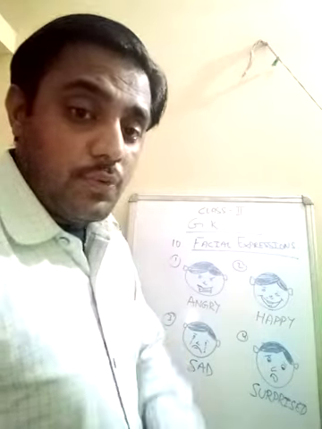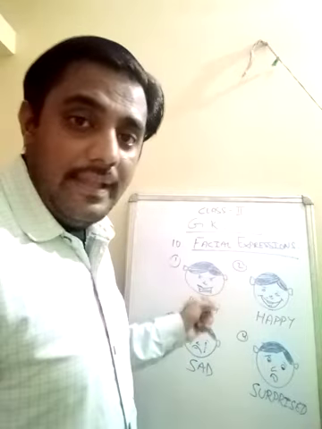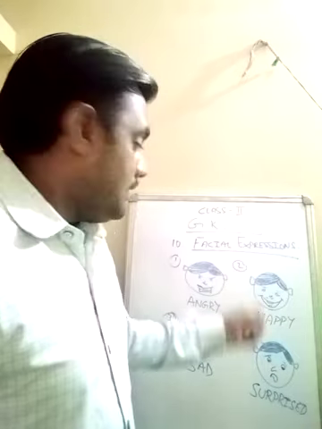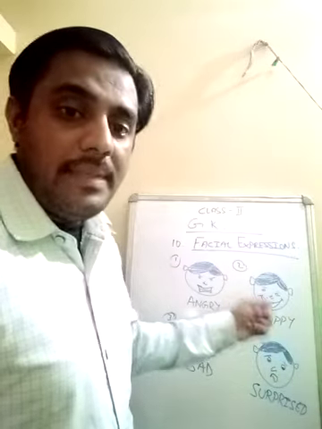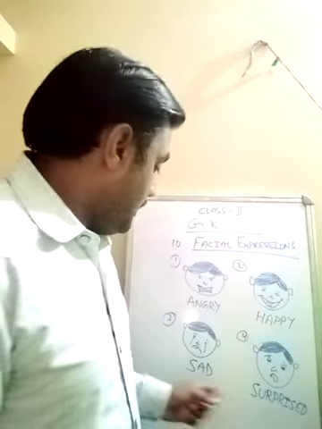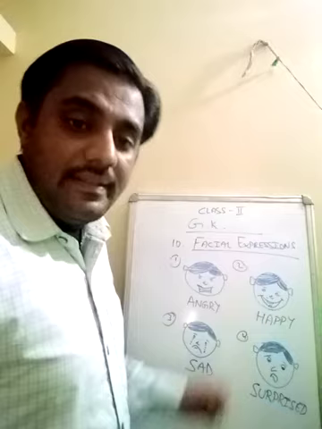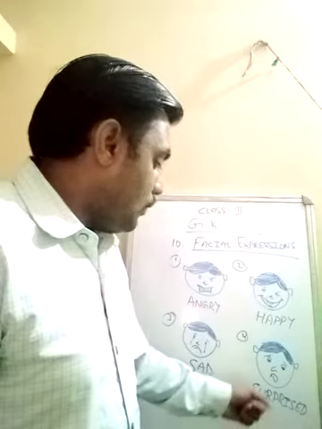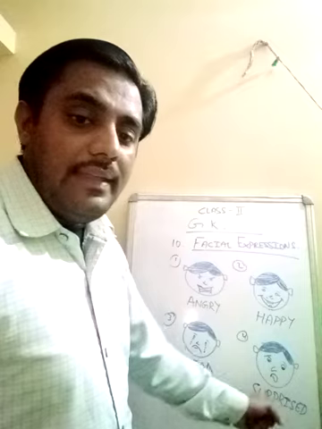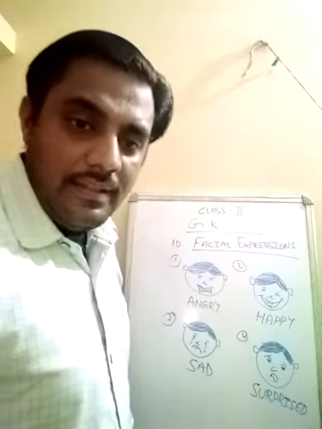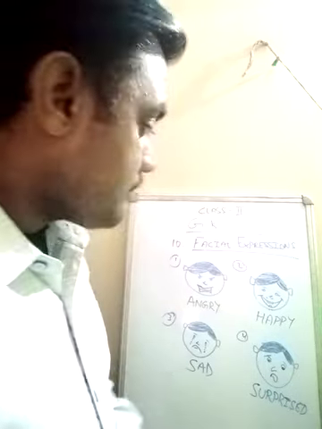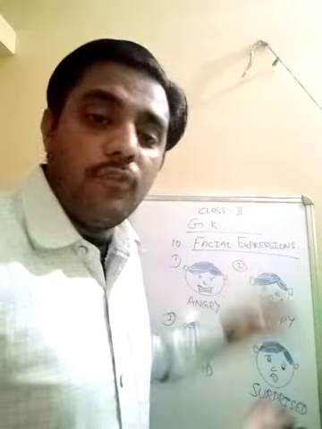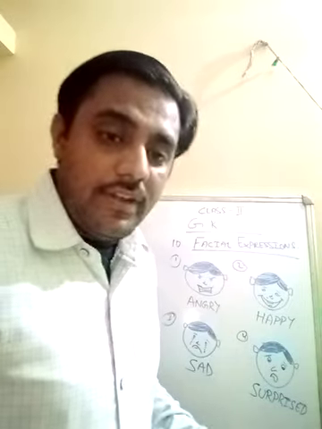Also pay attention to other words, like angry, A-N-G-R-Y, angry. Then you have happy, H-A-P-P-Y, happy. Then you have sad, S-A-D, sad. And then there is surprised, S-U-R-P-R-I-S-E-D, surprised. So dear children, these are the four facial expressions given in your book.